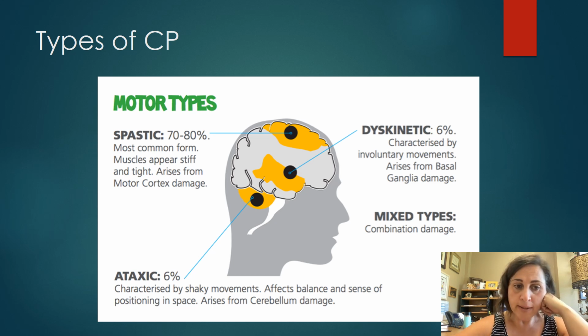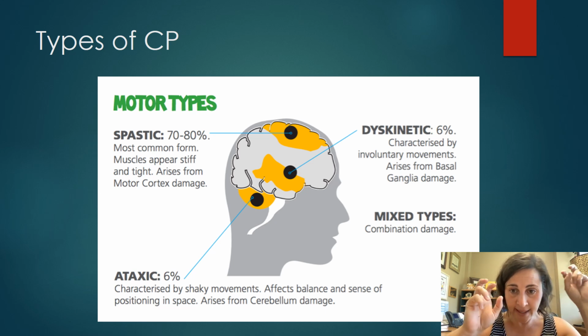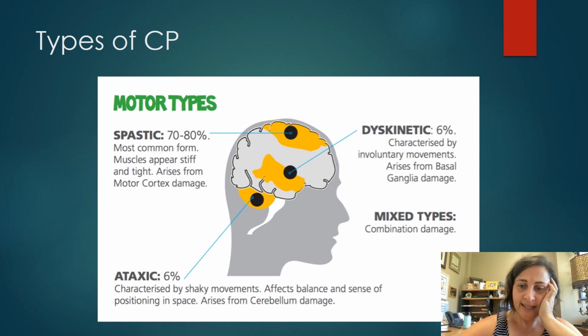Ataxic cerebral palsy is the least common type of CP. In these kids, movement is often shaky and balance can be poor. Children often have difficulty with fine motor control and movement, and may have a tremor that increases with activity. Muscle tone in these kids is usually low, so they're often described as slightly floppy, and this can make sustaining upright postures such as sitting or standing difficult. This is generally arising from damage to the cerebellum portion of the brain.